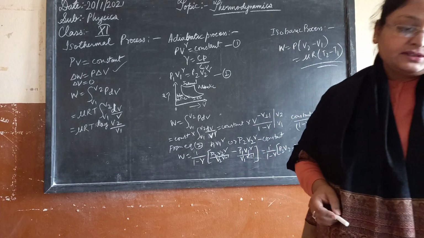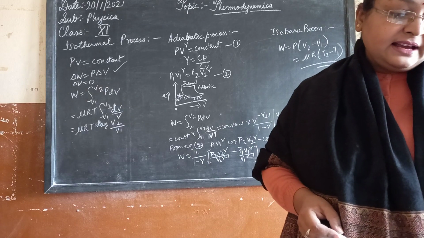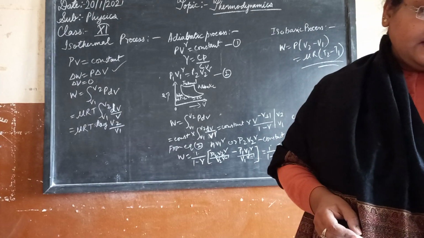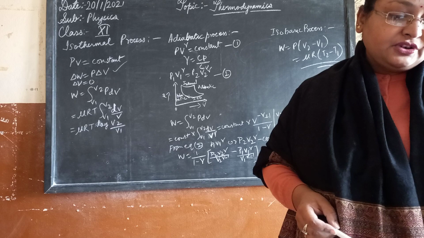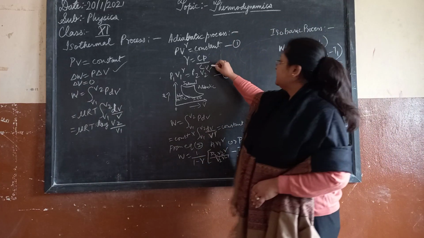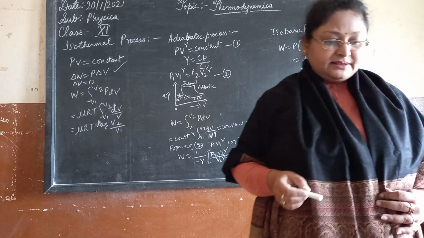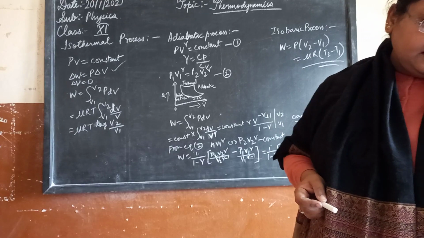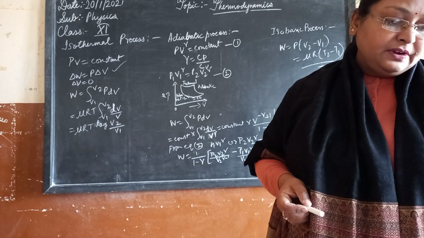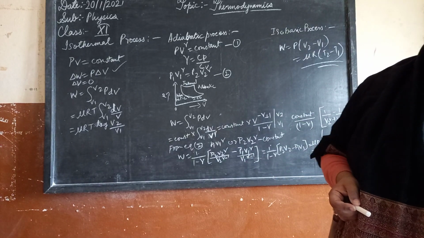Now the adiabatic process. In the adiabatic process of an ideal gas, PV to the power gamma is equal to a constant. Gamma is the ratio of the specific heat at constant pressure to that at constant volume, gamma equals Cp by Cv. So P1 V1 to the power gamma is equal to P2 V2 to the power gamma. Thus the curve shows the adiabatic process connecting the two isotherms.